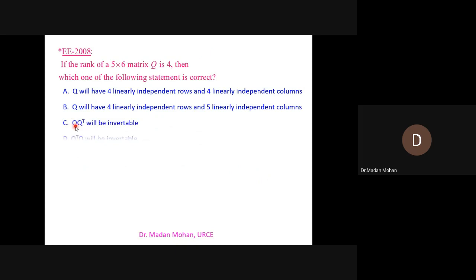Now observe this. A problem given like this, please. Given for electrical in 2008. If the rank of a 5 cross 6 matrix Q is 4, of the 4, 5, 6 answers given. Order is 5 cross 6, 5 rows, 6 columns, but rank is 4. Then, which one of the following statements is correct? Please answer it by reading it.